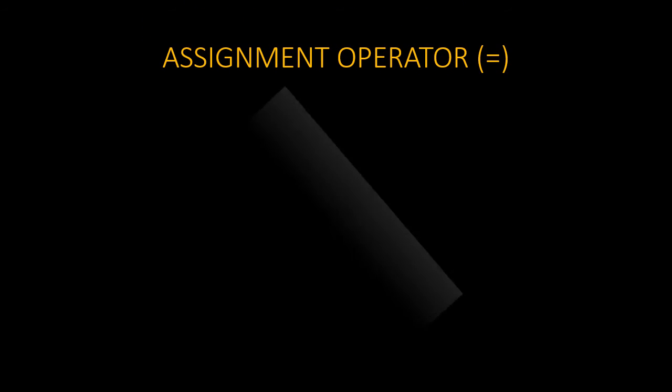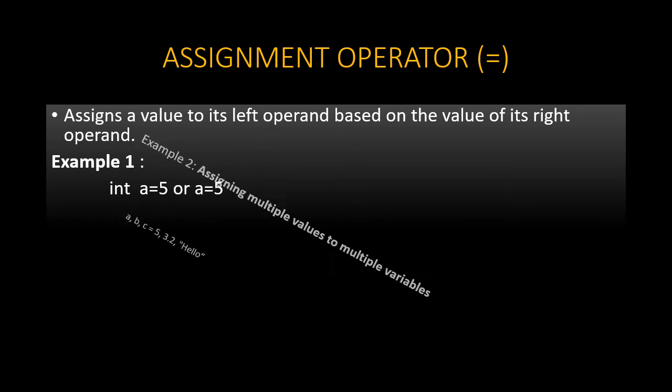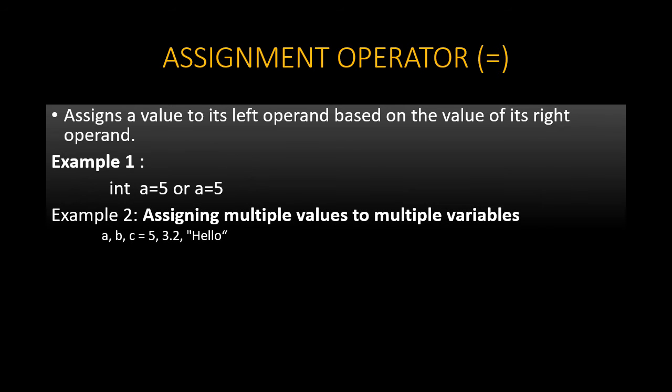Assignment operators are used to assign values. Always in the assignment operator, the left side must be an operand and on the right side only a value should come. So you can give int a = 5 in Python. Otherwise, without the data type, you can also give a = 5. Both are the same.